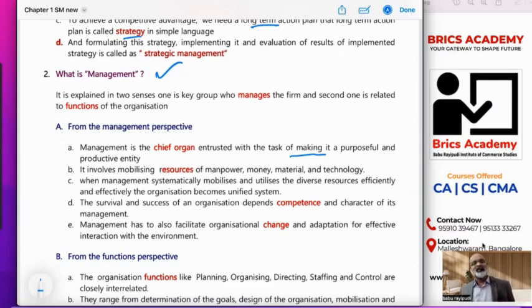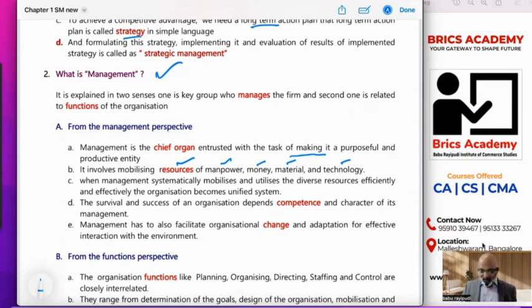That means implementing whatever activities are there in the organization can be called management. Then management mobilizes resources in the form of manpower, money, material, and technology. When you want to make your organization produce something, do business activities, you need resources. Those resources can be in the form of manpower, money, material, and technology.